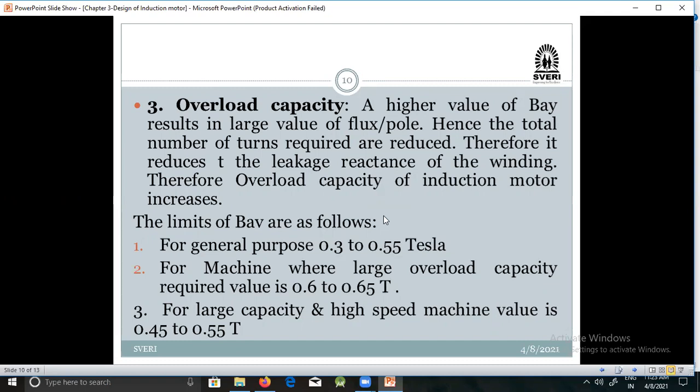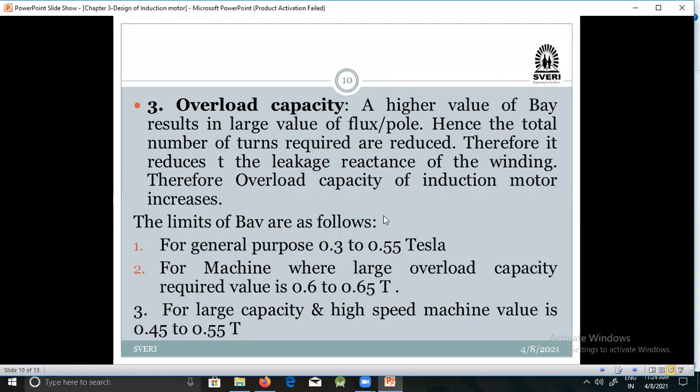Okay, now see, obviously a high value of BAV results in a large value of the flux per pole. Now see here, what happens if I choose the high value of flux density? What will be the formula for flux density? BAV is equal to phi divided by area, flux divided by area. Means whatever the flux density is, that is directly proportional to the flux. Means if I choose the high value of flux density, then the value of the flux per pole is going to be increased.